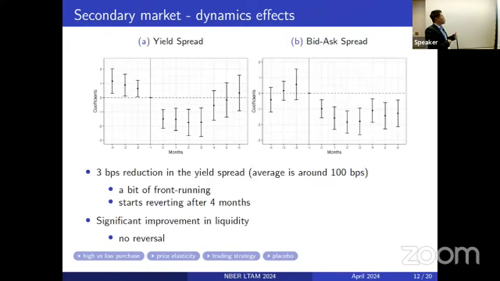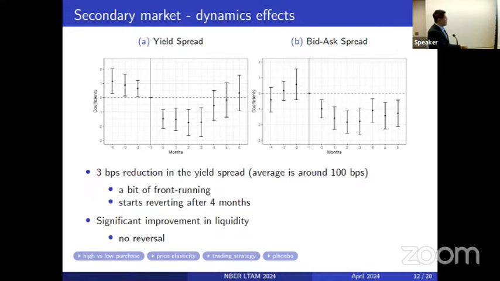Okay, so the next thing we want to check in the secondary market is the price dynamics and liquidity. Here we find that there is a significant reduction in yield spread, such that there is a positive price effect. In terms of magnitude, it's roughly a 3 basis point reduction in yield spread. This is economically meaningful as we only focus on investment grade bonds, so our sample average yield spread is around 100 basis points.